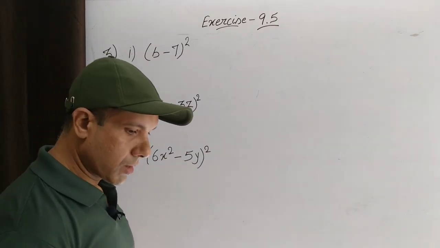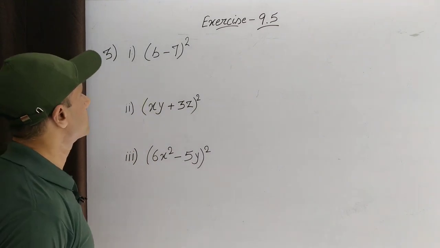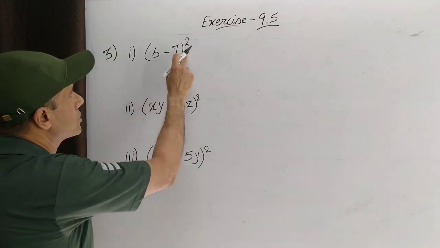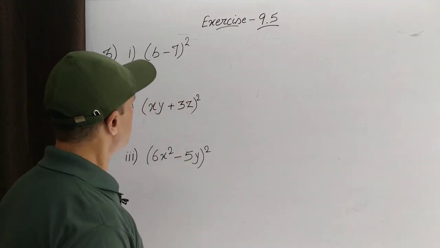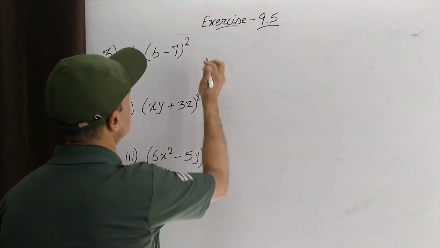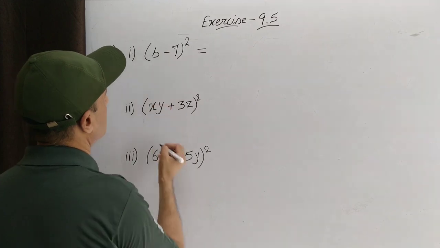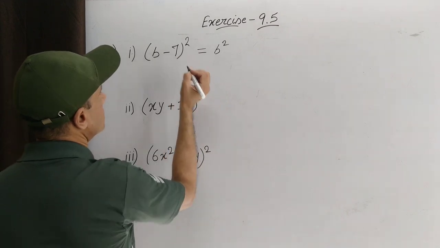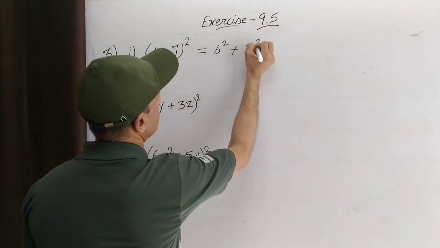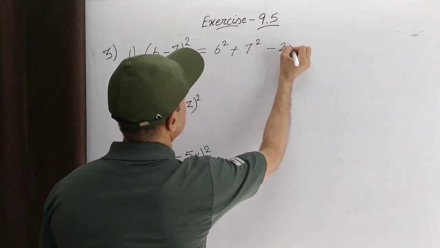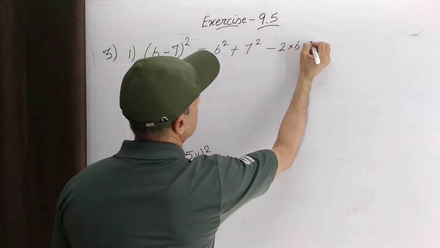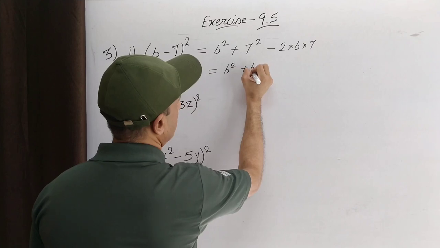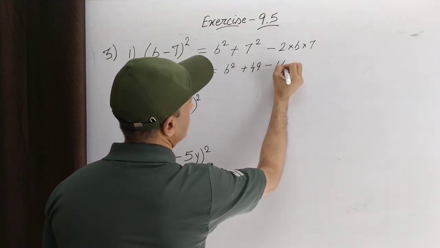Question number 3. Find the following square by using the identities. So in this case, we'll use the identity a minus b whole square is equal to a square plus b square minus 2ab. So in this case, this is a, and this is b. So b square plus 7 square minus 2 into b into 7. So this is equal to b square plus 49 minus 14b.